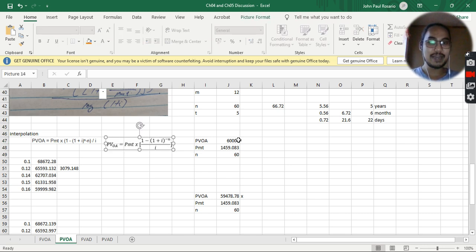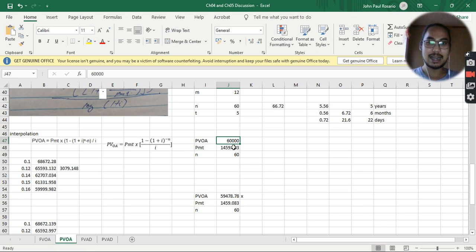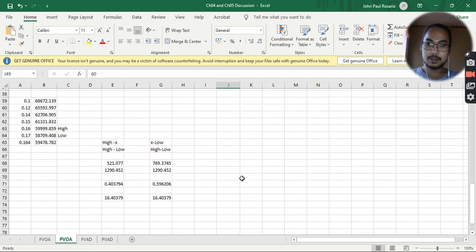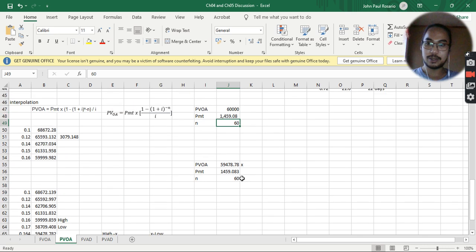And then, so our PVOA is 60,000. Our payment is, let's just go with the rounded off. Okay? And our N here is 60. So our unknown here is now our I. Okay, since our unknown is our I, now we go to our high-low method.